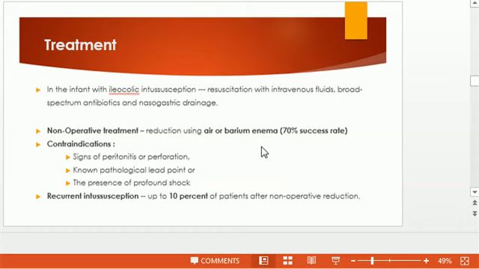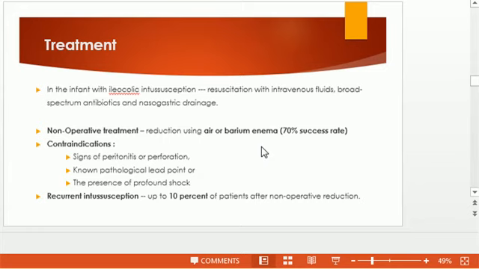But non-operative reduction is contraindicated if there are signs of peritonitis or perforation. When there is a known pathological lead point, even then non-operative reduction is contraindicated. Or in the presence of profound shock. Obviously, shock and hypovolemia in these patients will only occur when there is peritonitis. So, regarding contraindications of non-operative treatment, which is reduction using air or barium enema, and is successful in about 70% of cases, you will not do it if there are signs of peritonitis or perforation, there is a known pathological lead point, or the patient is in shock. That means shock only occurs obviously when this is a case of peritonitis.